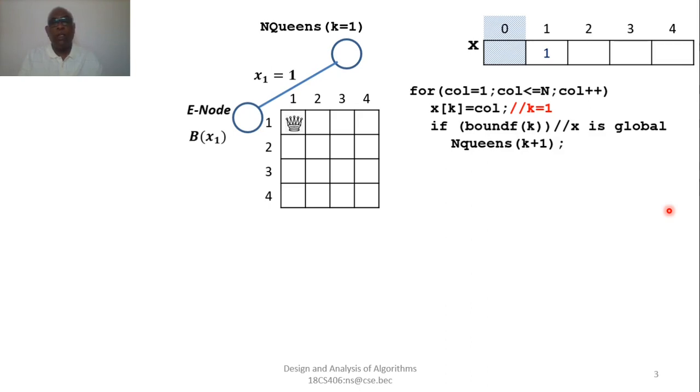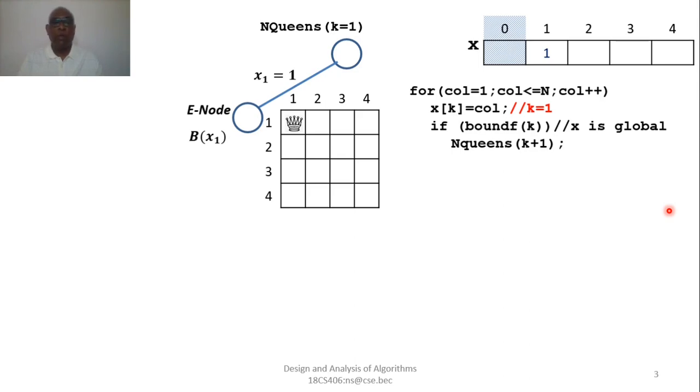Now we know that at level k equal to 1, x1 can take on the possible values of 1 to 4 in the case of the 4-pin problem and 1 to 8 in the case of the NQueen problem. Or in simple terms, it can take on the values from 1 to n. So if x1 has to take on the values from 1 to n, we have to use a for loop. And we know that these values 1 to 4 or 1 to 8 correspond to the columns in which the queen is placed in the first level or in the first row.